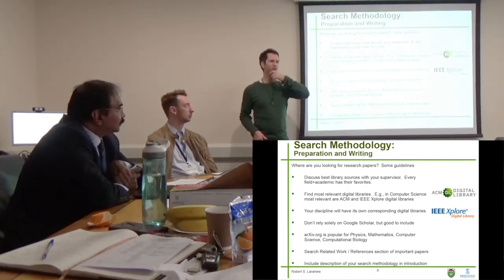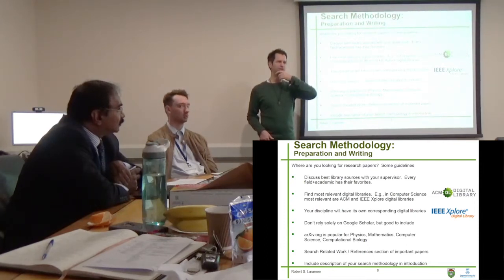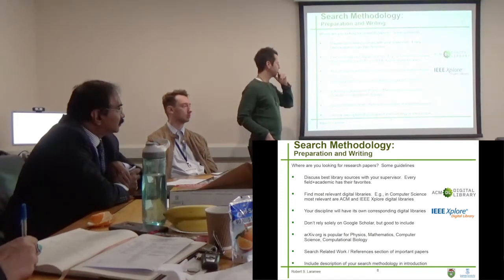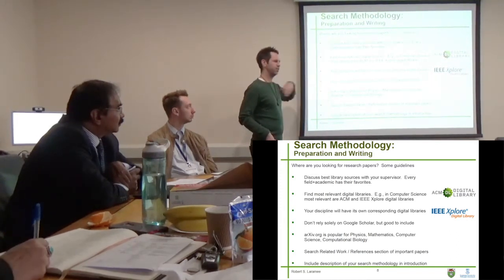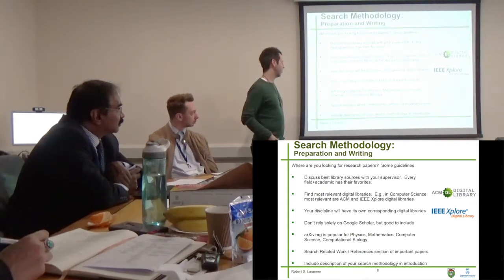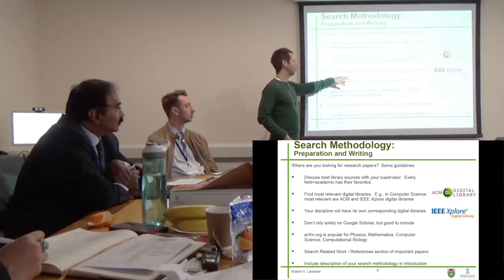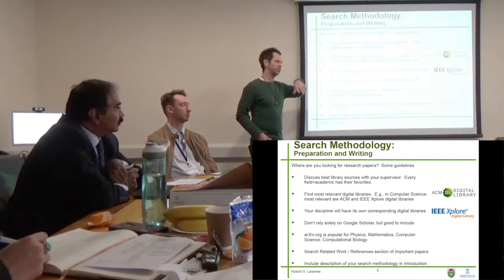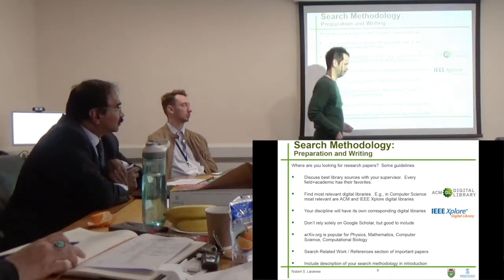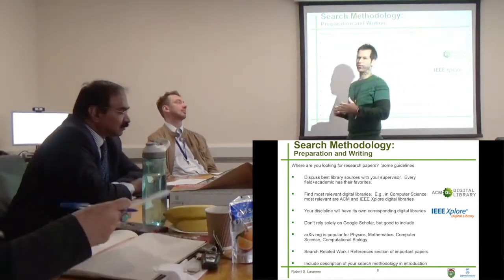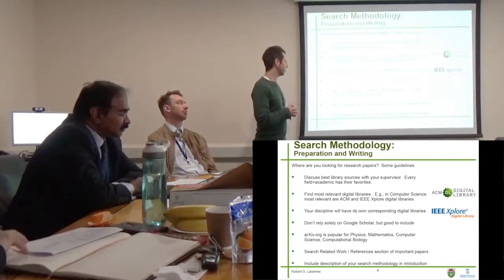Anybody else have popular libraries that they like to search? Science Direct. Science Direct, yep. Google Scholar is another good one. Probably I've forgotten one. ArXiv is a popular one for physics and mathematics and so on. Most disciplines will have their own corresponding digital libraries. So if your topic was outside of computer science, you'd have a different set of digital libraries.